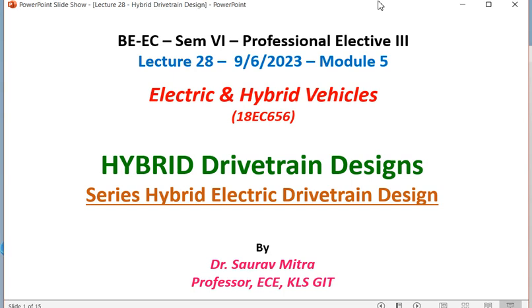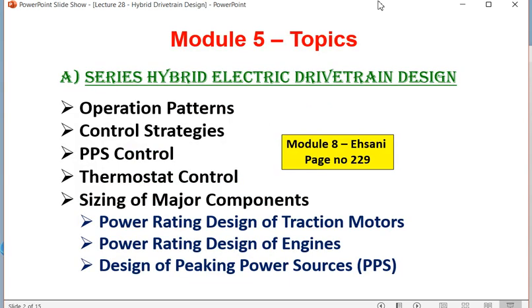In this module 5, we are going to see both these drivetrains in detail. This is the first part of module 5, which we are going to start today. It is called series hybrid electric drivetrain design. Under this, we are going to first see the operation pattern of series hybrid electric drivetrain, which is also called an electrically coupled drivetrain.